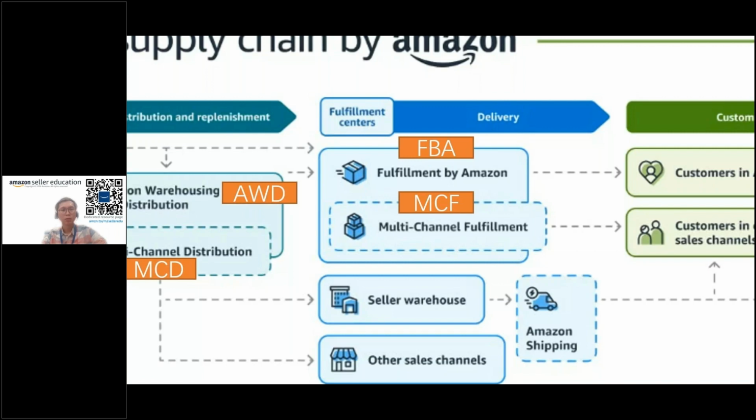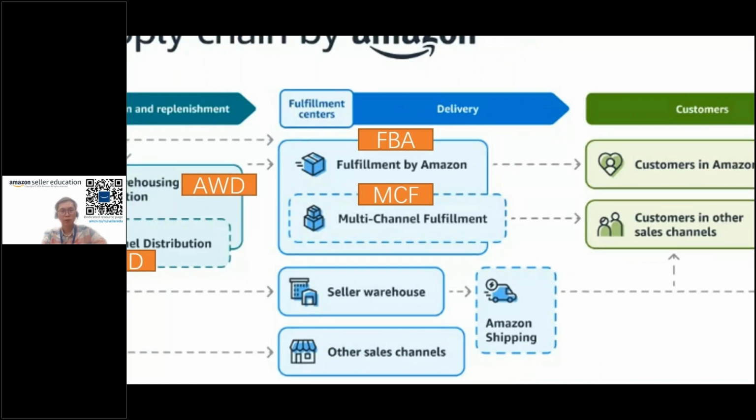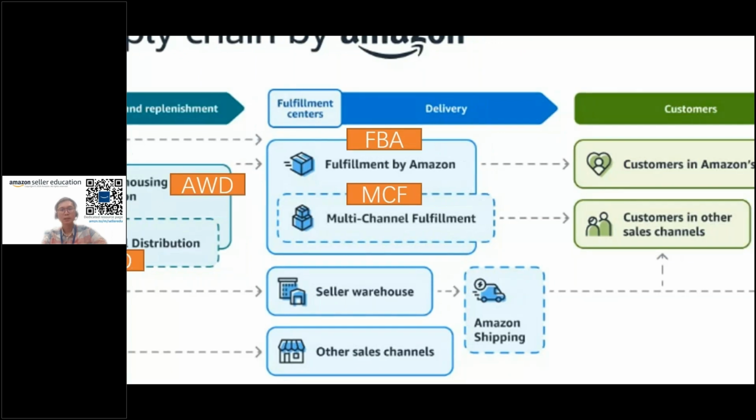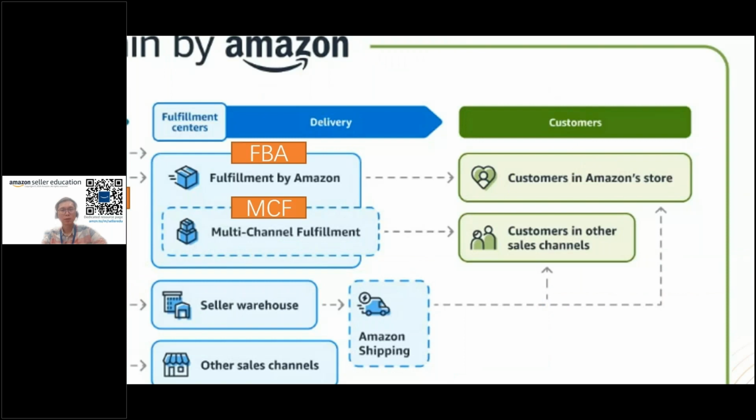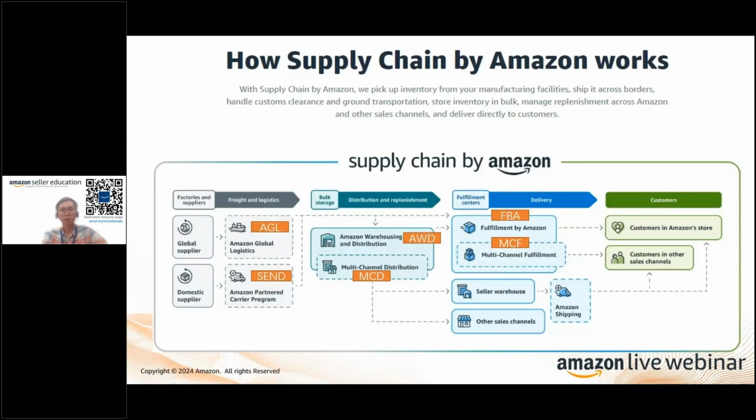Using FBA also allows you to fulfill your other channels. Let's say you are not just selling on Amazon, you have your own website, or you are selling on other websites like your own Shopify or other channels. You can use FBA to fulfill those orders as well. Lastly, your customer will receive your products. I hope this gives you a great overview of how this whole supply chain by Amazon can help you.